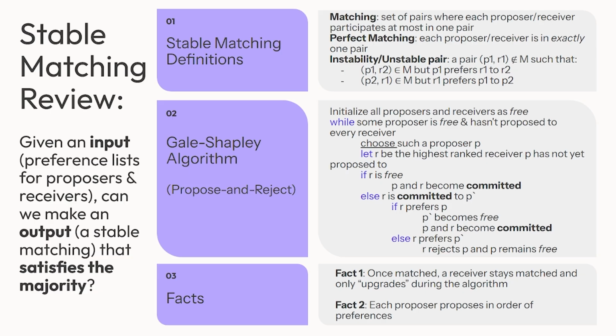So the main idea behind stable matching is, given an input, which is a preference list for proposers and receivers, can we make an output, which is a stable matching that satisfies the majority? First off, I have matching, which is a set of pairs where each proposer/receiver participates at most in one pair. Next up, I have perfect matching, which is where each proposer/receiver is in exactly one pair.